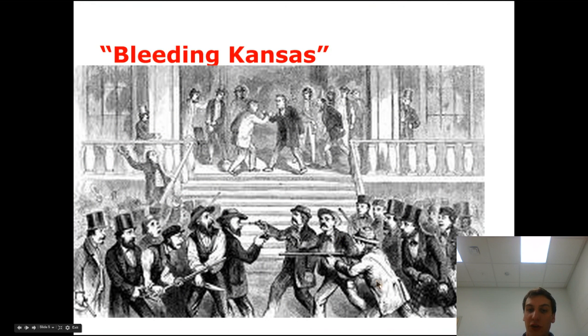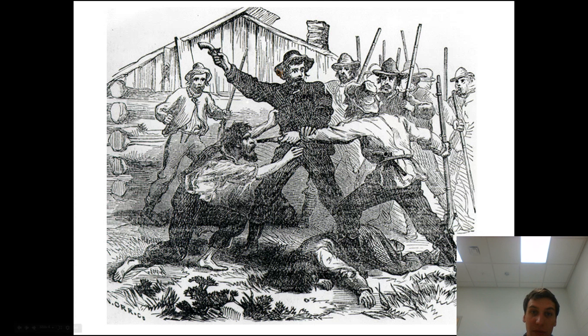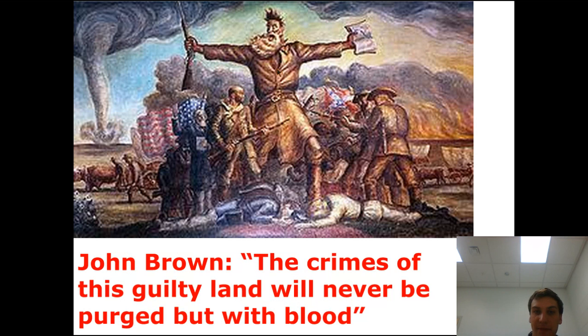So hundreds and hundreds of people were dying because these groups were fighting against each other, and people called it Bleeding Kansas because they were fighting over whether there should be slavery or not. And this is actually where John Brown made his name. Here's John Brown right here, and he was an anti-slavery crusader. He said, "The crimes of this guilty land will never be purged but with blood."